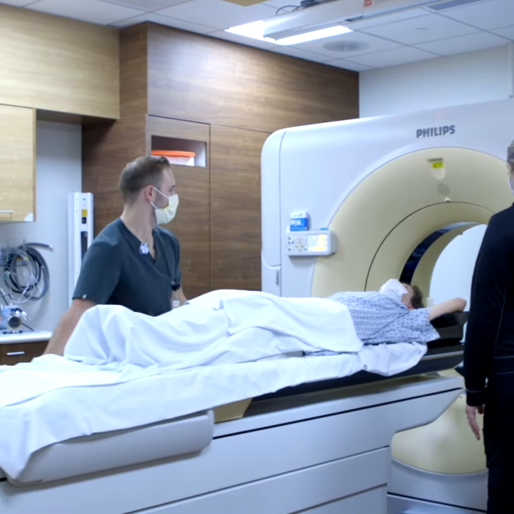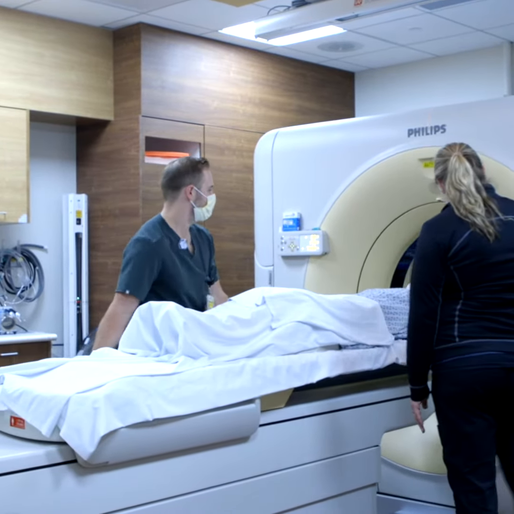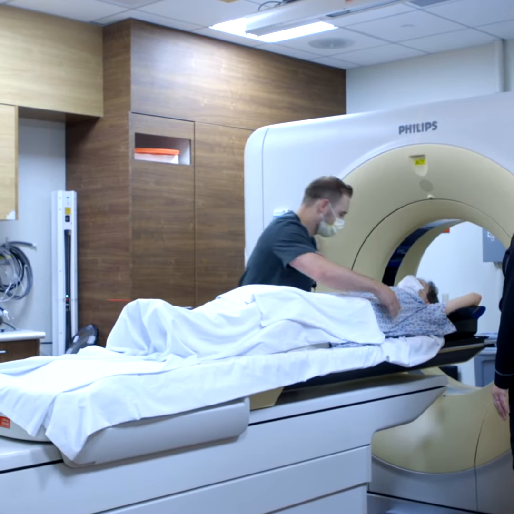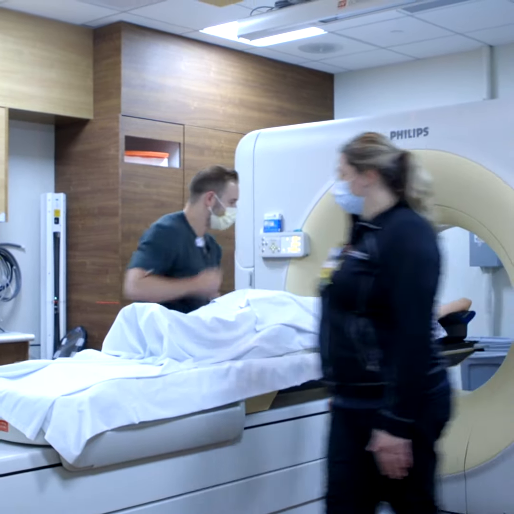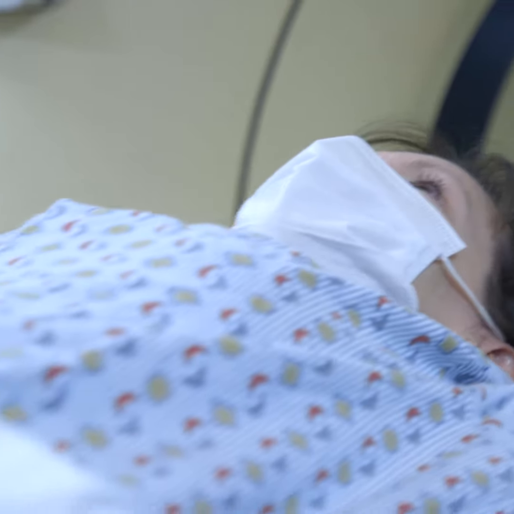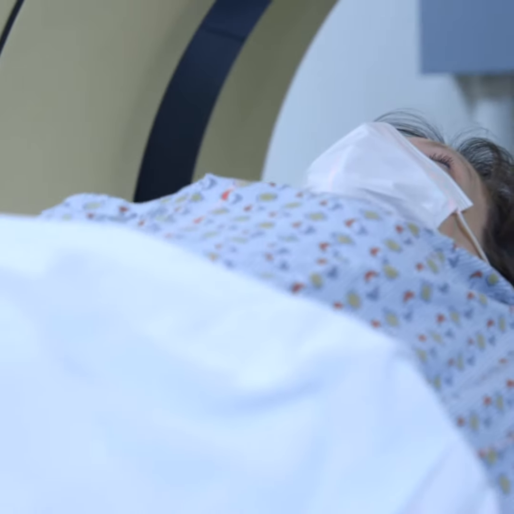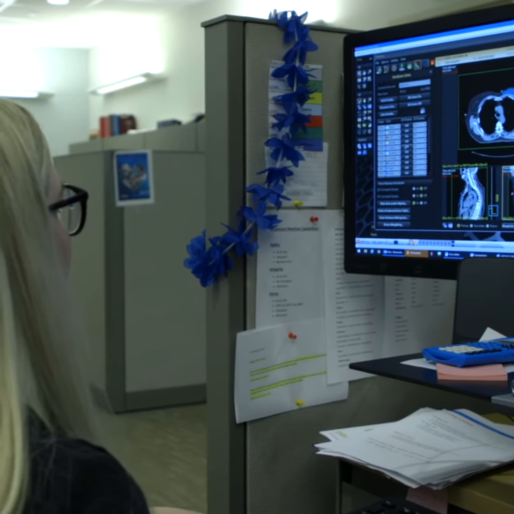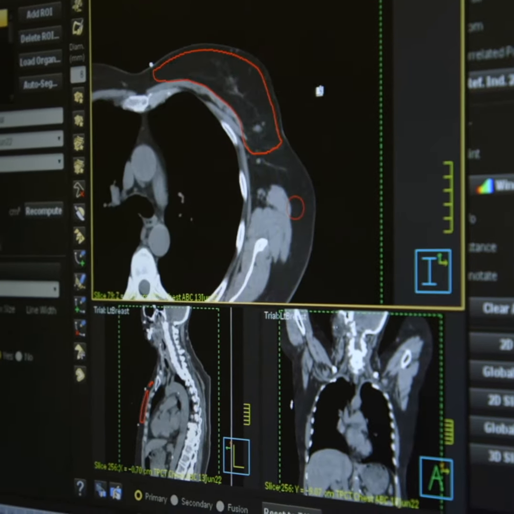When it's decided that a patient will get radiation therapy, they'll make an appointment for the CT sim, or simulation. The patient will be positioned on a CT scanner in the same position that they will be in for treatment every day. Once that CT is done, we import it into our planning system, and that's what we use to plan off of.